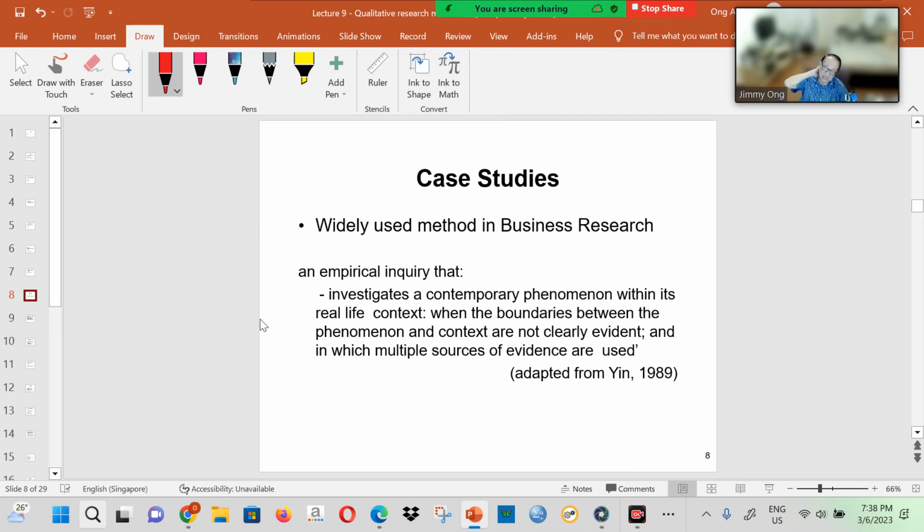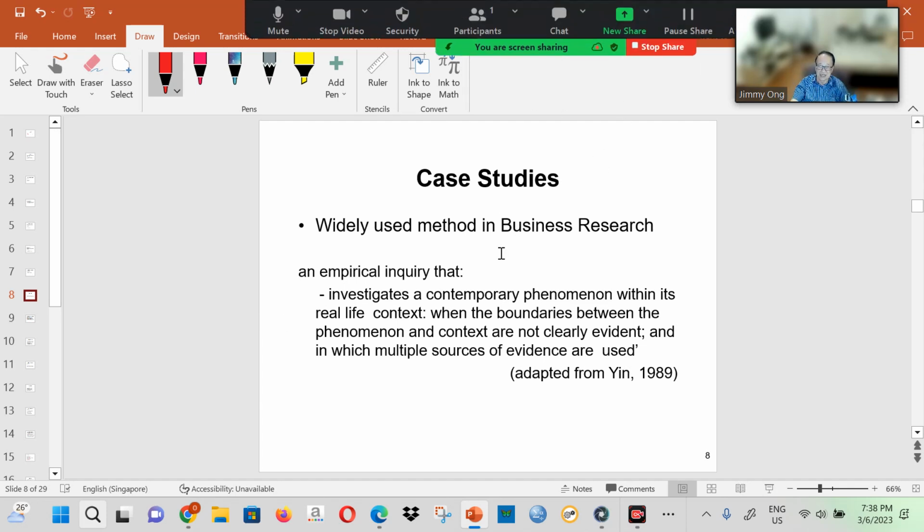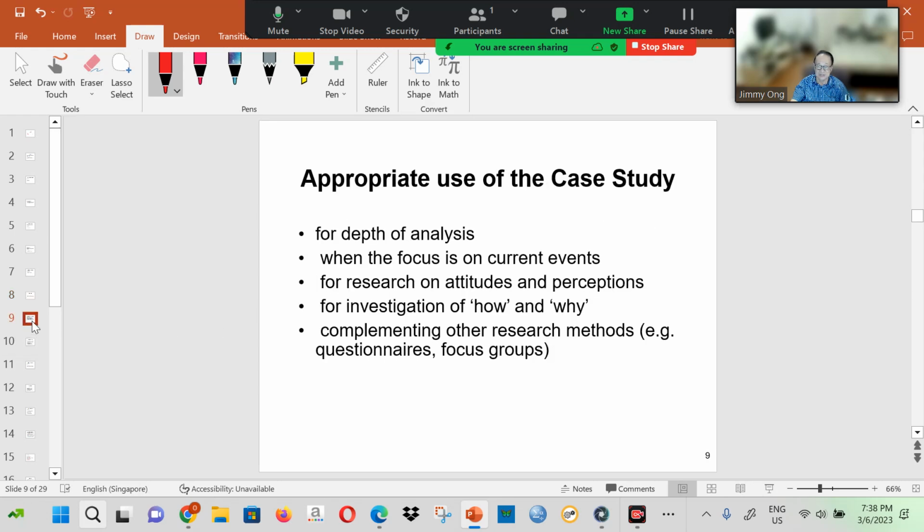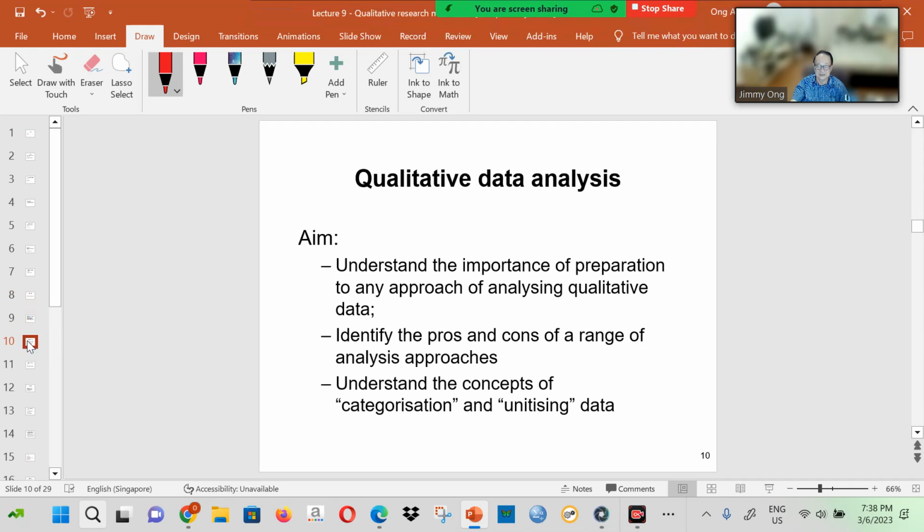Case studies are widely used in business research. As I said, I try to skip this because, as a student, I will not ask you to do this. I mentioned this last week, so not to drag on again one more time. Please have a look.